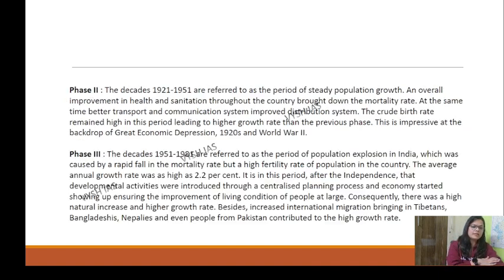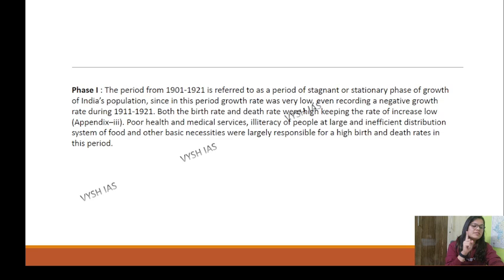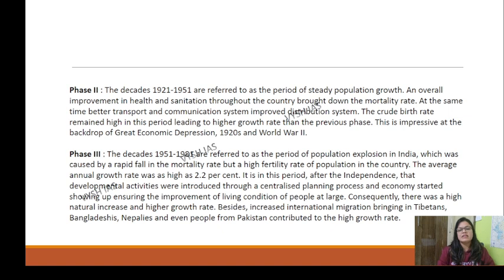So four things. The first is the stagnant and stationary phase of growth, in the period 1901 to 1921. The reason was poor health, medical services, illiteracy of people at large, and inefficient distribution of food and other basic necessities, which were largely responsible for high birth and death rates in this period. Then comes the second phase, also in 1921 to 1951. Basically, this was a steady population growth rate.